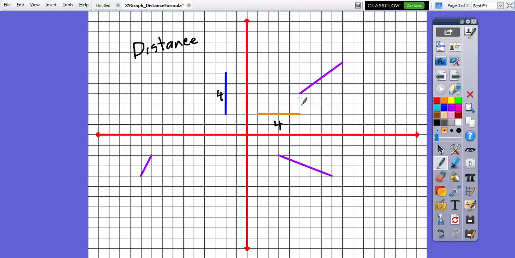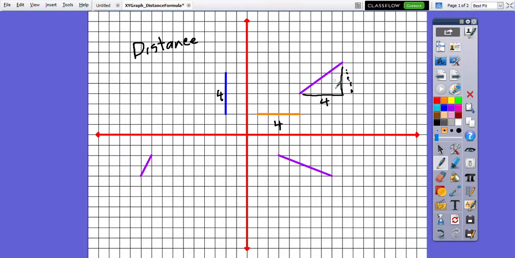Well, that's a little harder. So if I go this way, that's 4. It's going to be a little bit longer than 4. If I lay this thing down, it's not going to go straight down. It's going to go out here somewhere. So we can use the Pythagorean theorem to figure this out.